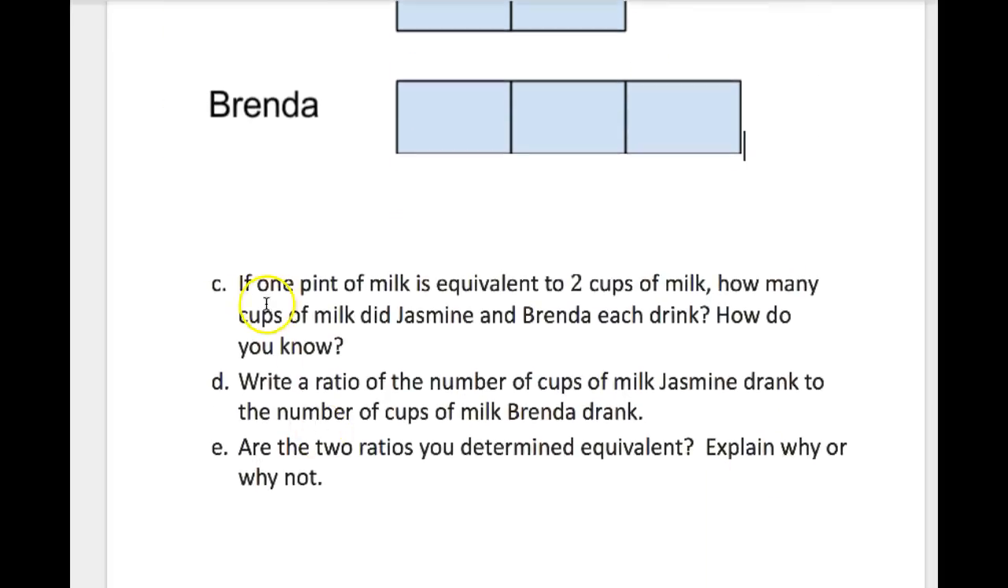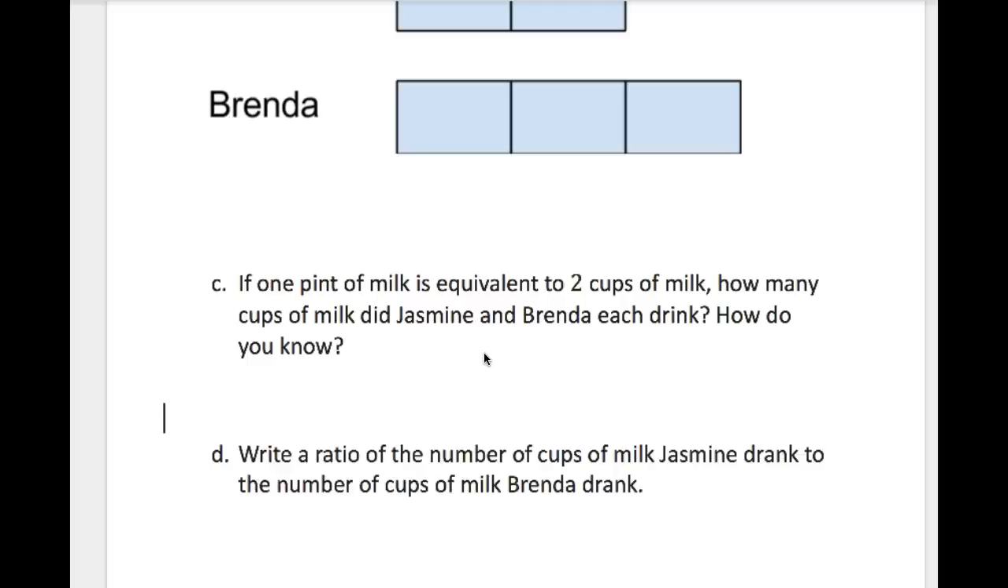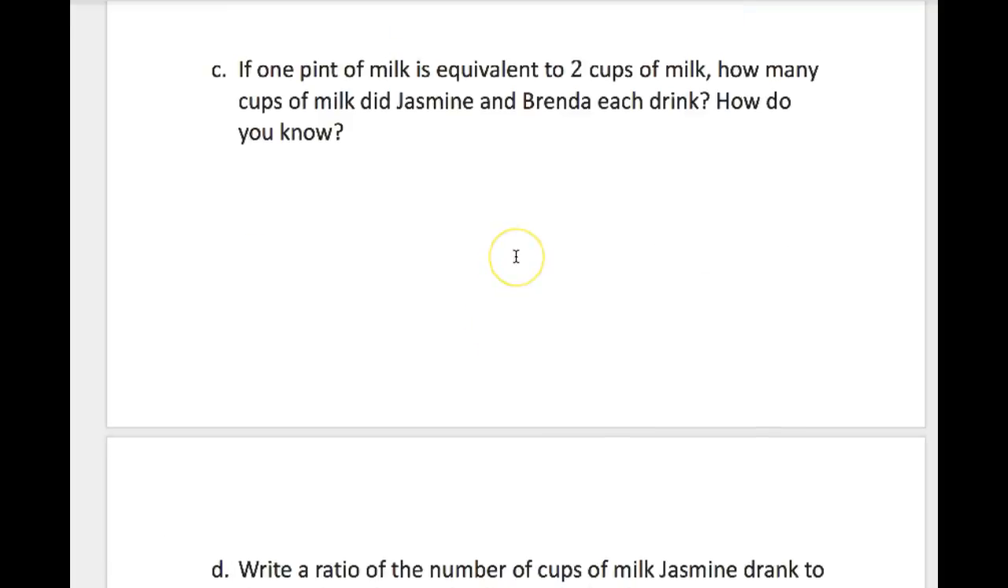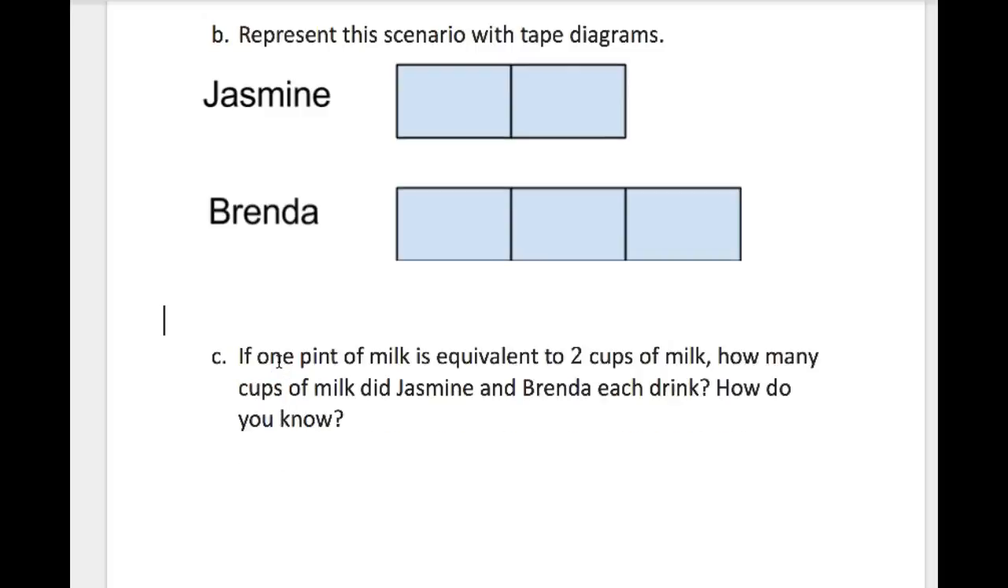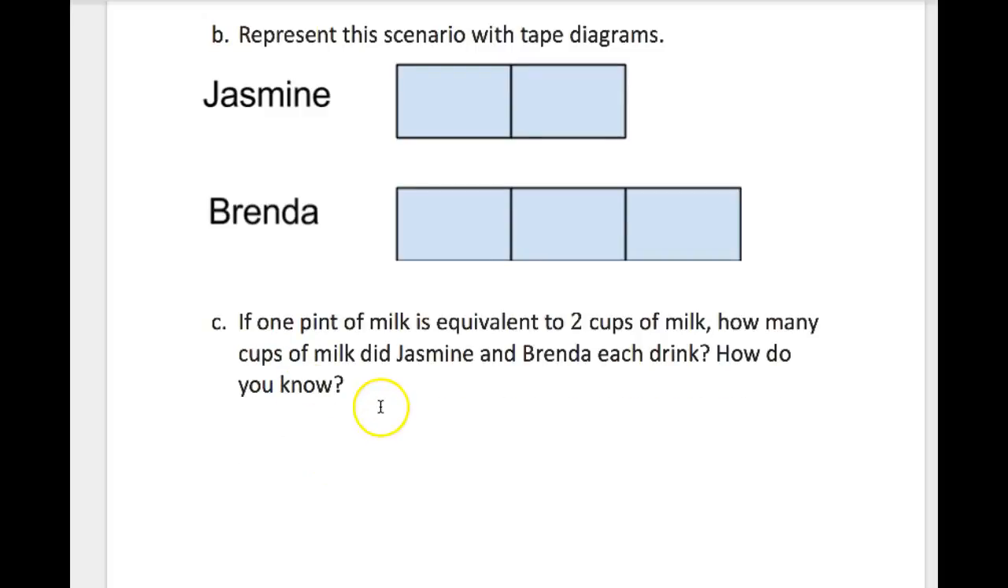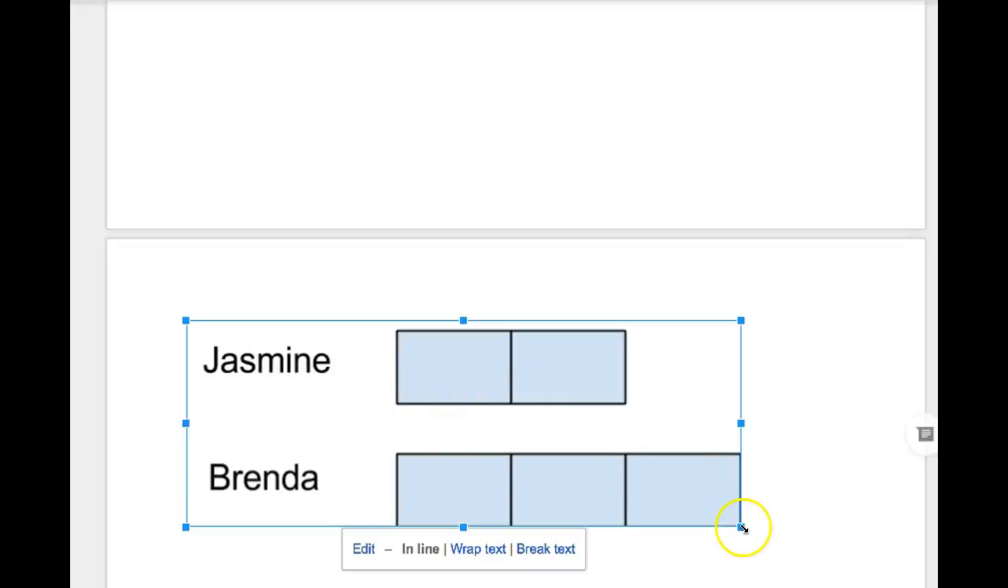C now says, if 1 pint of milk is equivalent to 2 cups of milk, how many cups of milk did Jasmine and Brenda each drink? And how do you know? Well, to answer this, we're probably going to need to use this tape diagram again. So I'm going to put the tape diagram back in here. Going to draw it down a little bit.